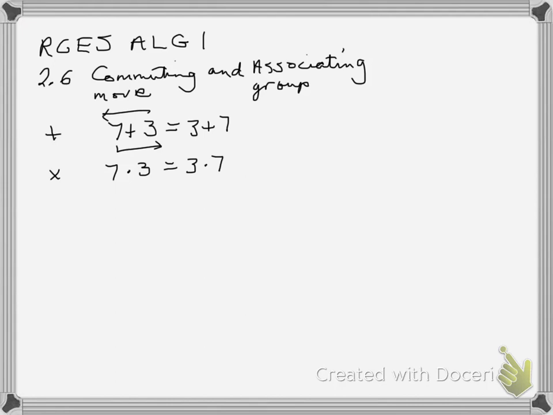Now, to associate, I would need at least three things to illustrate it. Let's say I have 7 plus 2 plus 3. And let's say I want to associate the first two, and I'm going to write the numbers in the very same order, 7 plus 2 plus 3, but now I'm going to associate the last two. Is that a true statement? Well, in the first, on the left, I would get 9 plus 3, that would be 11, and on the right, I would get 7.